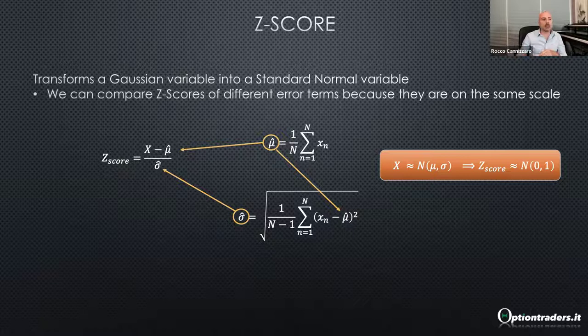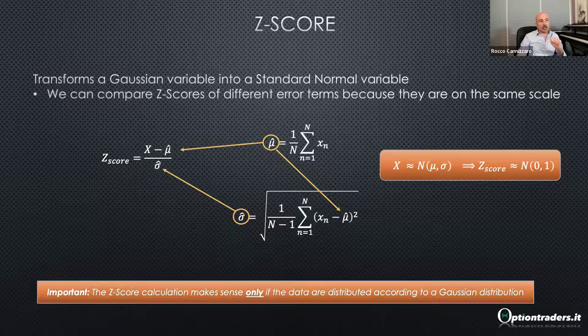Just one last thing to remember is that you can calculate Z-score on any data, but it only makes sense if you're dealing with Gaussian distributions. If your data is not distributed with a normal distribution, with a Gaussian distribution, then the Z-score loses a lot of its power, so it may not be very significant.